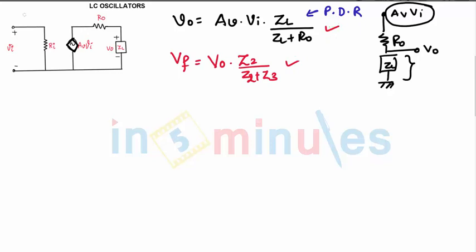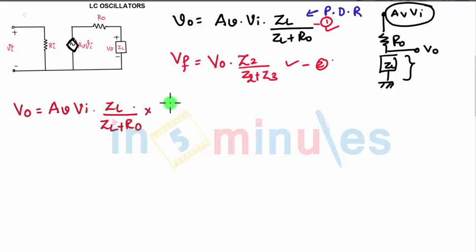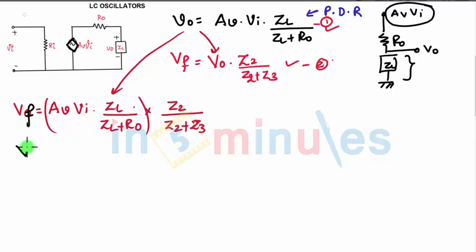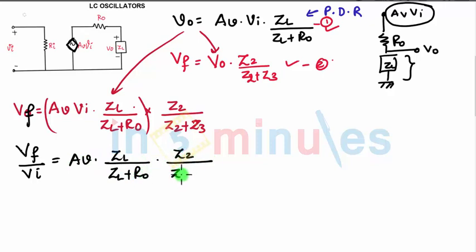Now from this we can find the generalized equation, or you can say VF, we can substitute equation 1 in 2. So what we will have after substituting, you will get VO equals AV into VI into ZL upon ZL plus RO and into Z2 upon Z2 plus Z3. So this part I have substituted for VO in this equation. So I have got this equation. So what we can say, this is VF. So VF upon VI is equal to AV into ZL upon ZL plus RO into Z2 upon Z2 plus Z3.